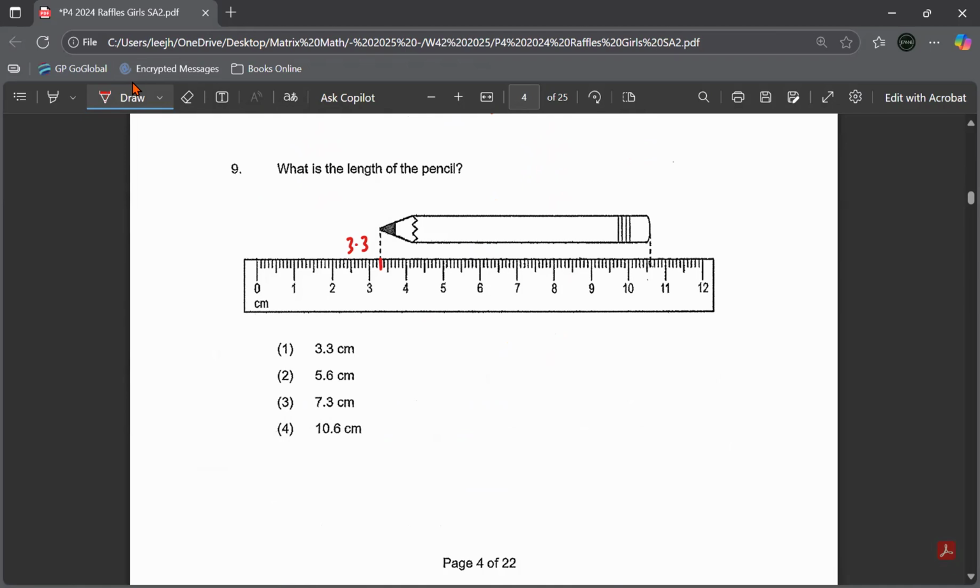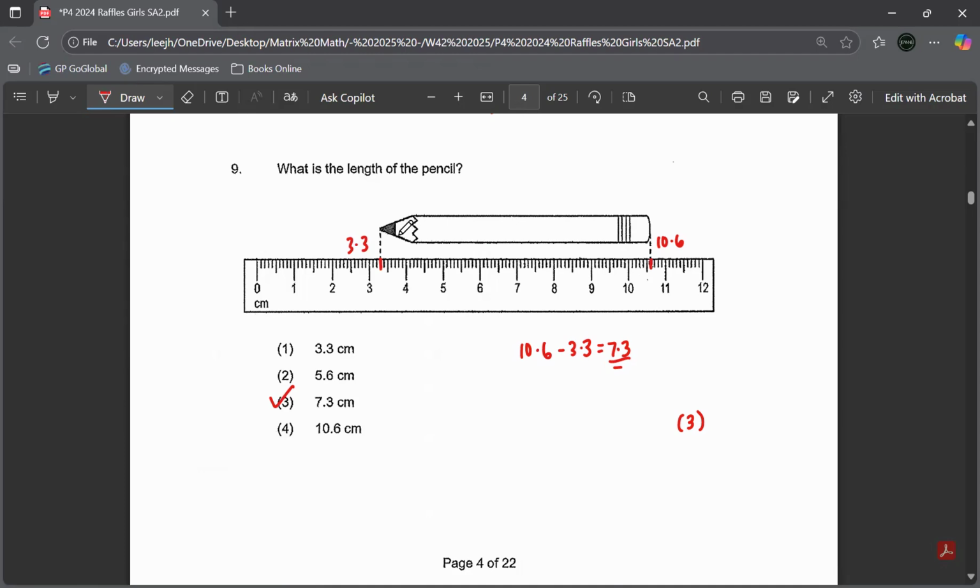And the end of the pencil is down here, so it's this 10.6. So the actual length of the pencil is not 10.6. You have to minus. So 10.6 minus 3.3. Answer 7.3 cm. Option 3.